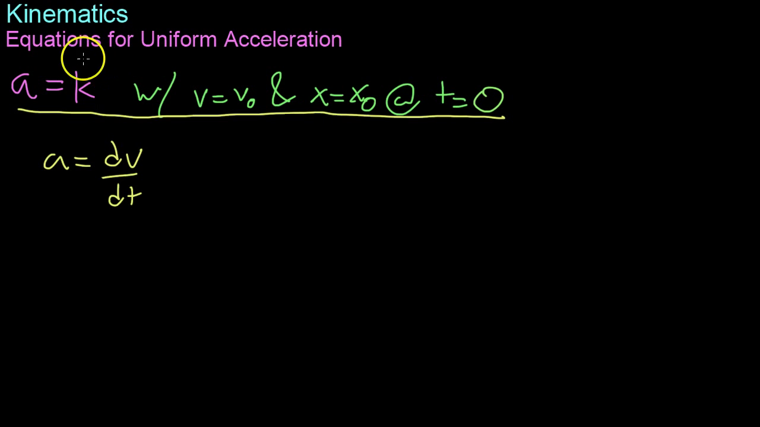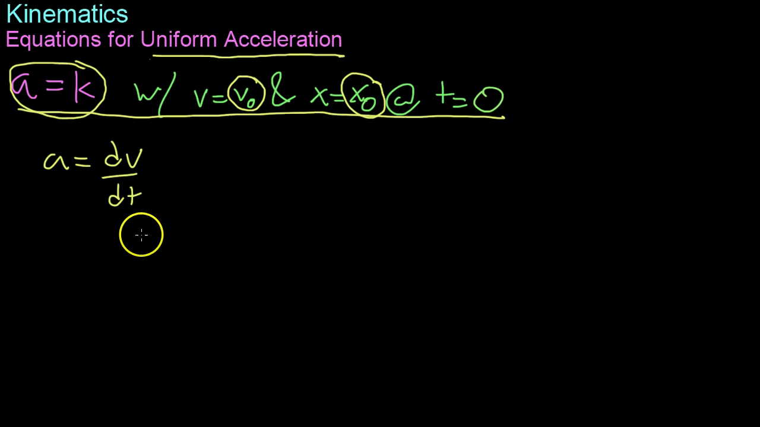Alright, so moving on now to the bread and butter of kinematics. We're going to be looking at equations for uniform acceleration. And what uniform acceleration means is that the acceleration is constant throughout the problem, or whatever time period we're going to be looking at. And just as a little side note, we're going to be using v0 to represent the initial velocity at time t equals 0, and x0 to represent the initial position at time t equals 0.